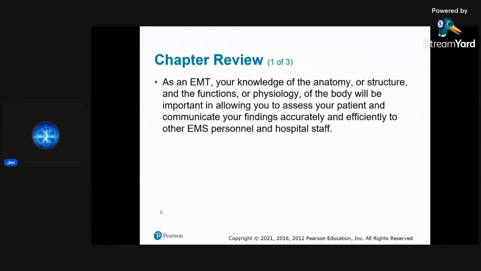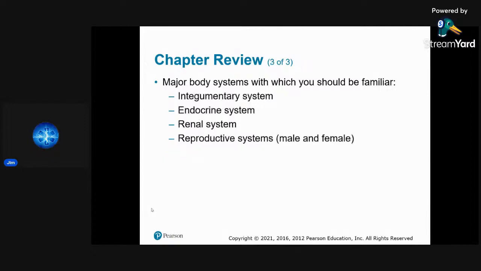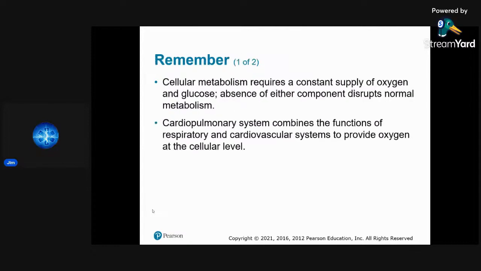All right, chapter review. As an EMT, your knowledge of anatomy, or its structures, and the function, or physiology, of the body will be important in allowing you to assess your patient and communicate your findings accurately and efficiently to other EMS personnel and hospital staff, right? Major body systems which you should be familiar with: the musculoskeletal system, the respiratory system, cardiovascular system, nervous system, digestive system, the integumentary system, which is your skin, endocrine system, renal system, and your reproductive system, both male and female.